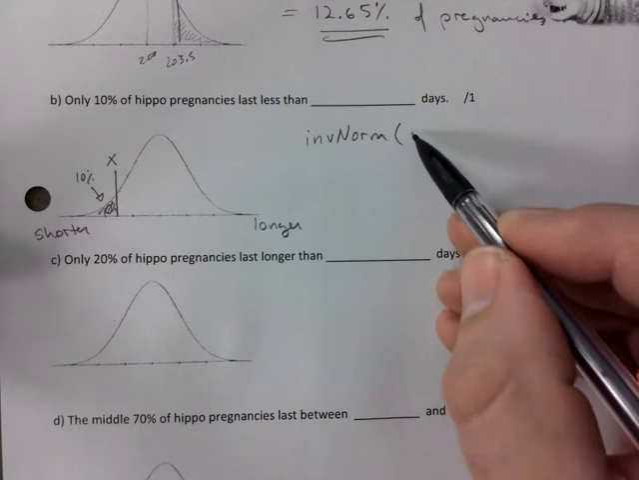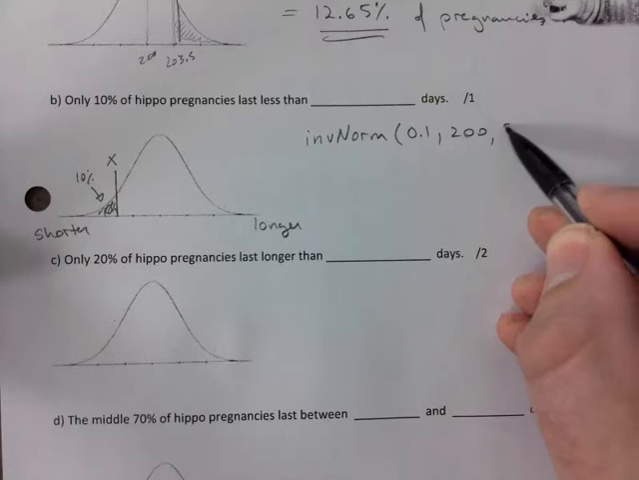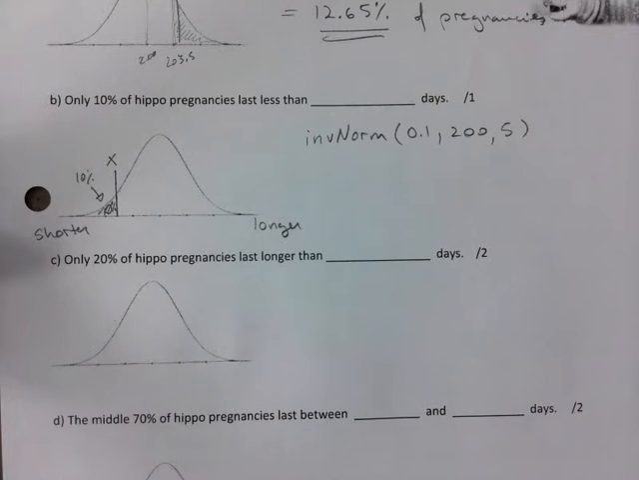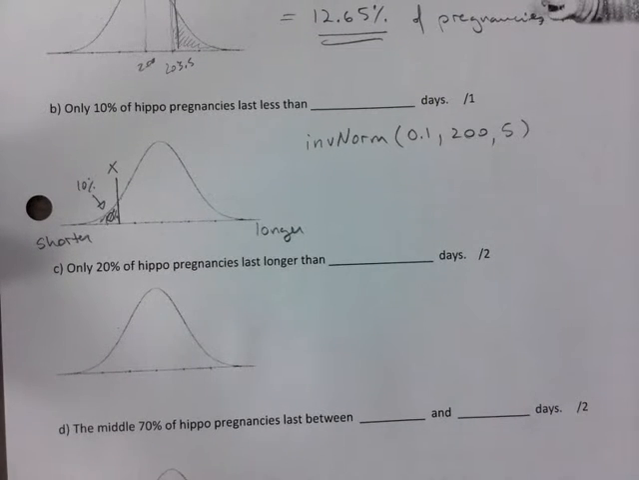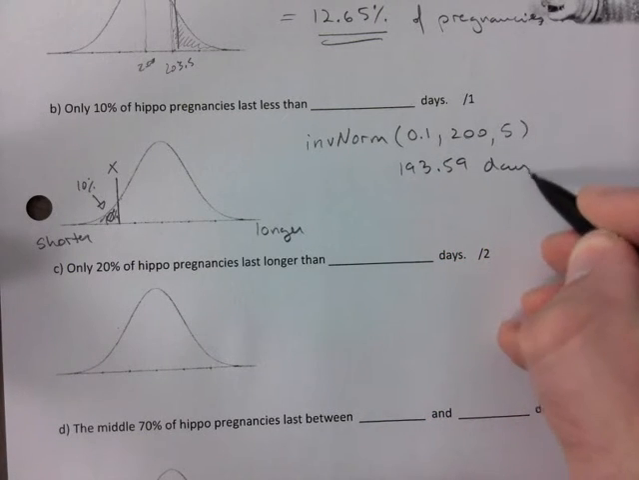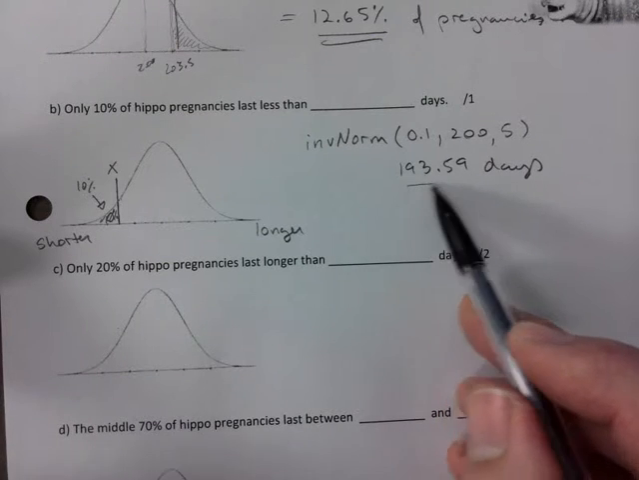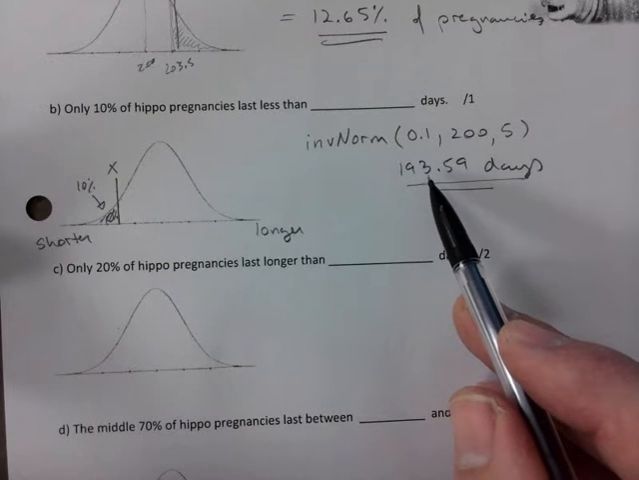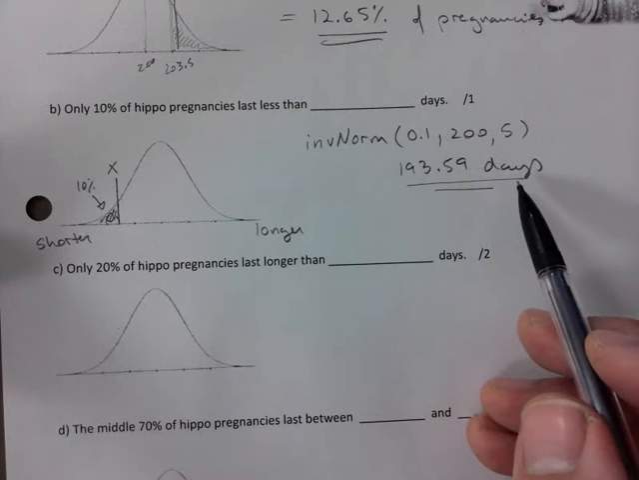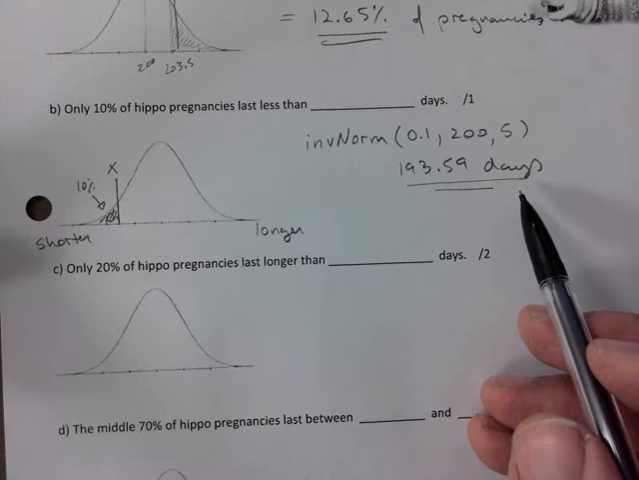Okay, and that's exactly what we want. So you have to turn that into a decimal, followed by the mean and standard deviation. And when you type that in, you get 193.59 days. If you rounded it to 194 or 193, that is fine. But especially with days, it's okay to give it as a decimal. If it's number of people, it'd be different.